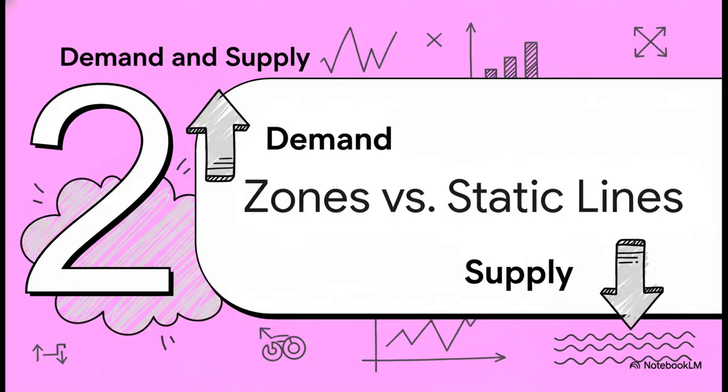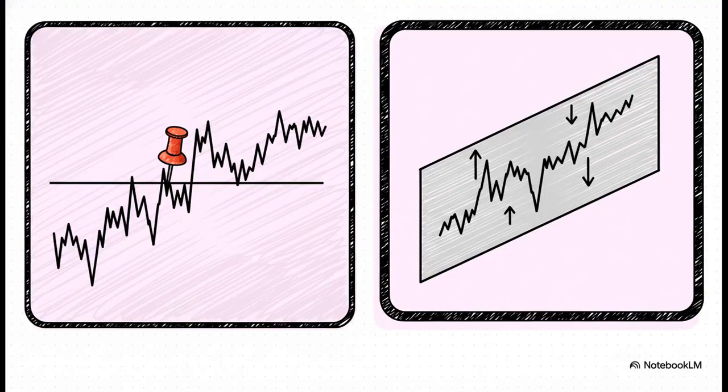Okay, so if we're throwing out blind pattern following, what do we replace it with? This is where we get to the core idea, understanding the market as a battlefield. And on this battlefield, it's all about zones versus simple static lines. And this comparison really nails the shift in thinking. On one hand, you have traditional support and resistance, which is just a static line on the chart, right? Like yesterday's high, it's a single price.